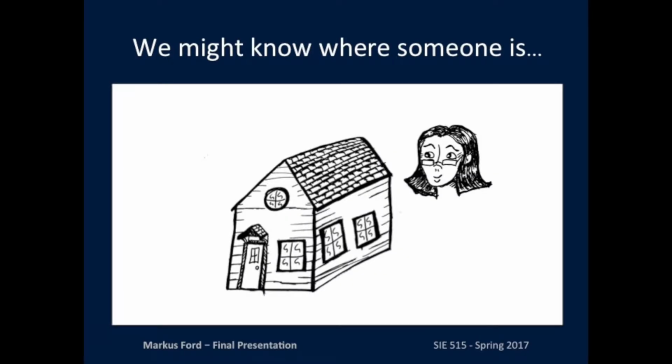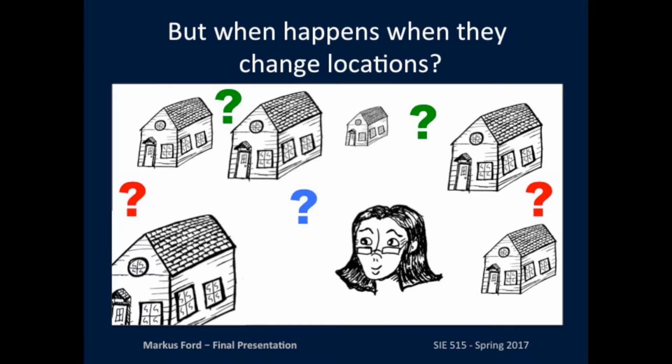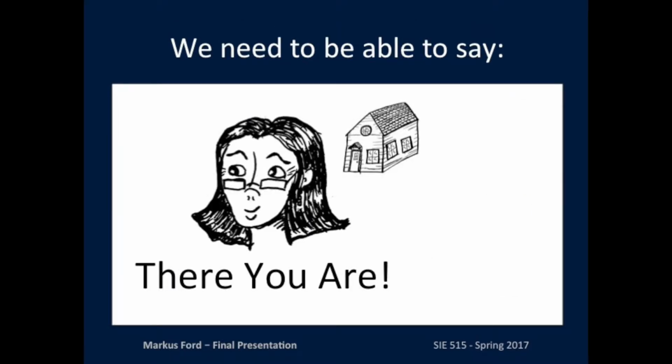Now think about this for a minute. We might know where someone is and be able to reach out and communicate with them. But as they move around and change their location, where are they? We may lose contact, and that's going to really cause some problems, especially if there's an emergency that comes up. What we need to be able to say is, there you are.